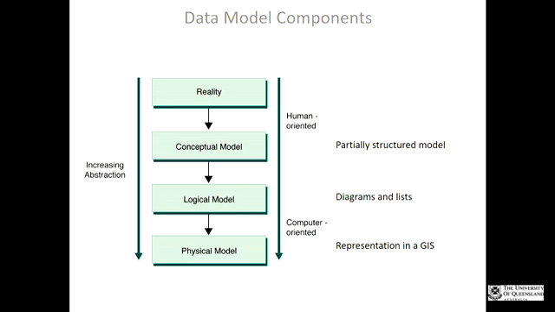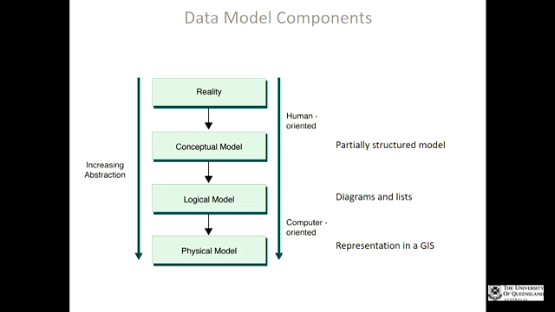So really, that's a process of increasing abstraction, essentially. You start with reality. You have a conceptual model, which is really just boxes. This might just be a description of what you're trying to do. There's some logical model that says how you're going to implement that in a GIS as a physical model in digital form. So this might be the actual database structure that you're going to use.